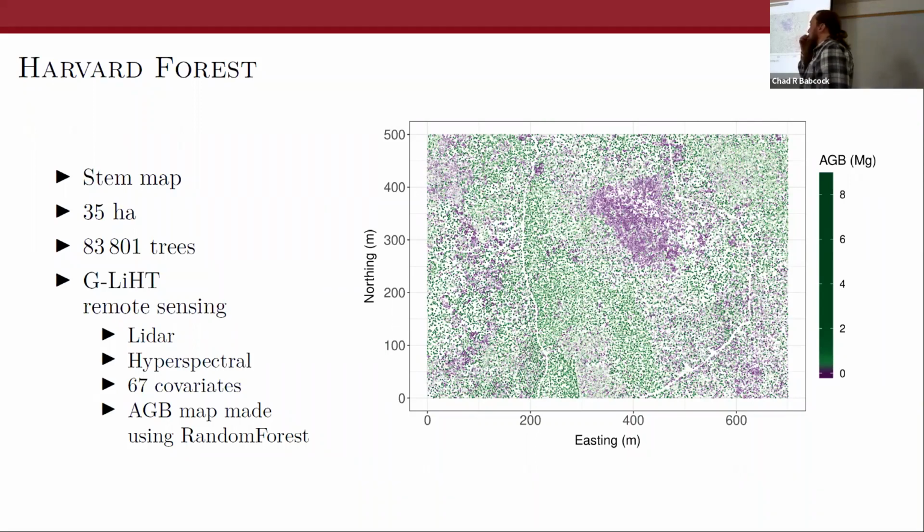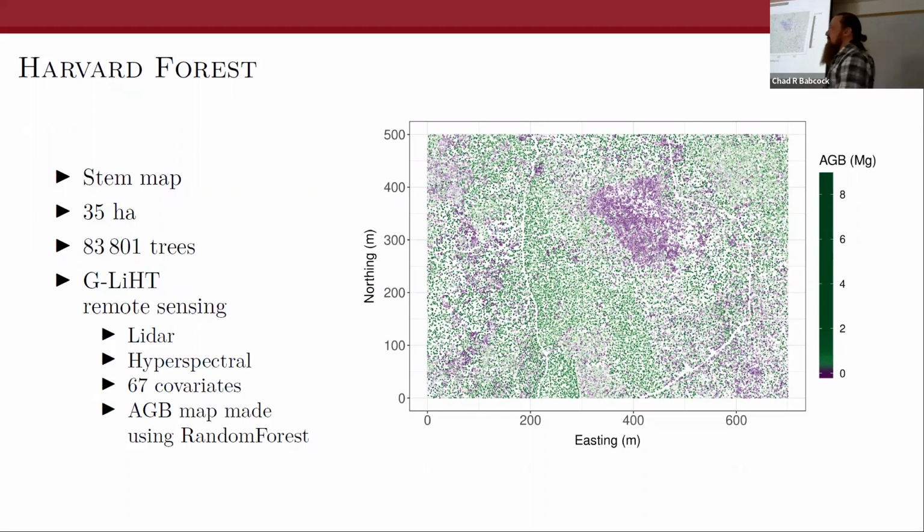In addition to having the stem map completed, we also have a bunch of remote sensing data collected from Goddard's LIDAR, hyperspectral and thermal imager. This is a combined remote sensing system, so it collects LIDAR and hyperspectral data at the same time. It is equipped and put under a plane, and then they fly over the forest and collect this data. And from this data, I derived 67 different variables.